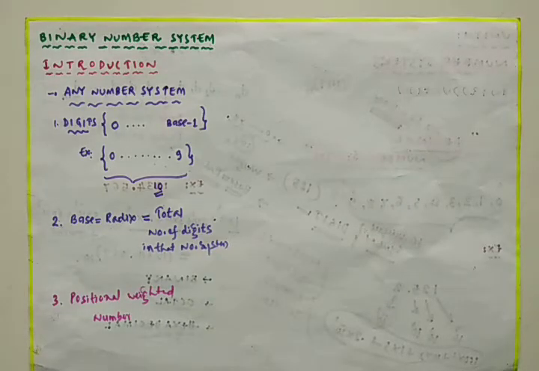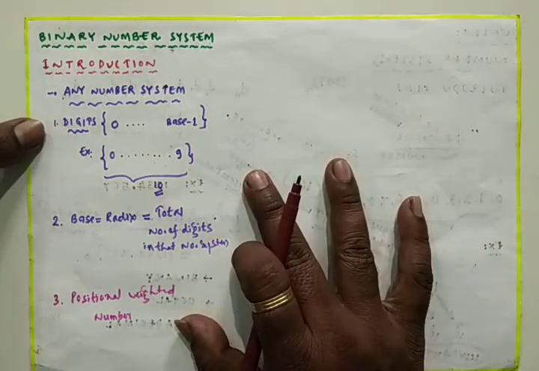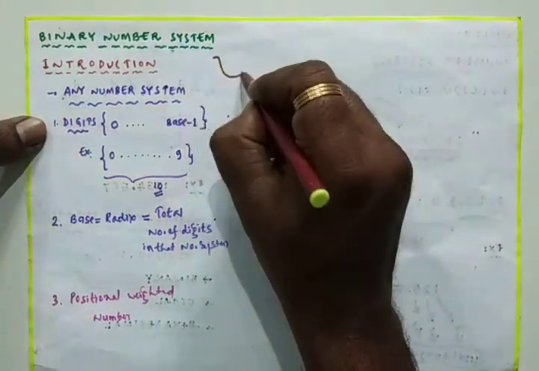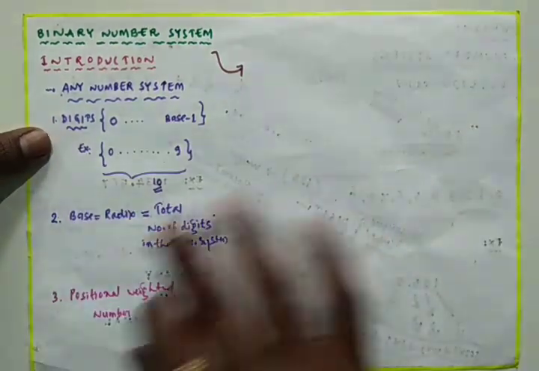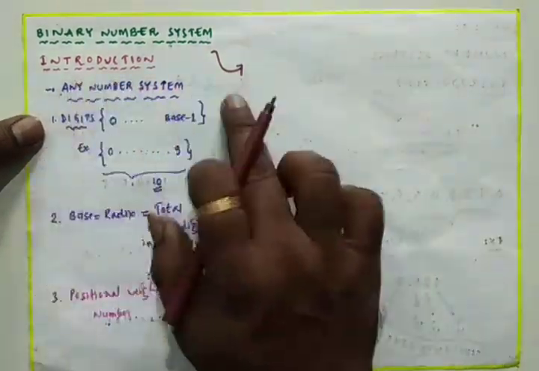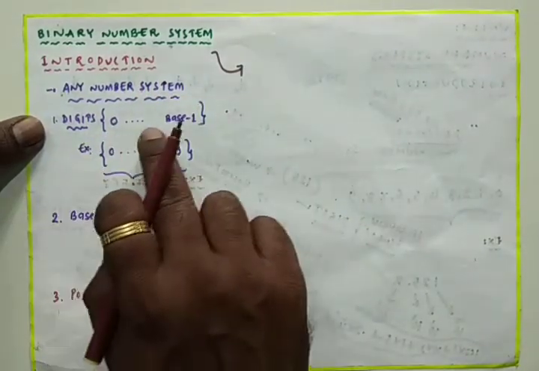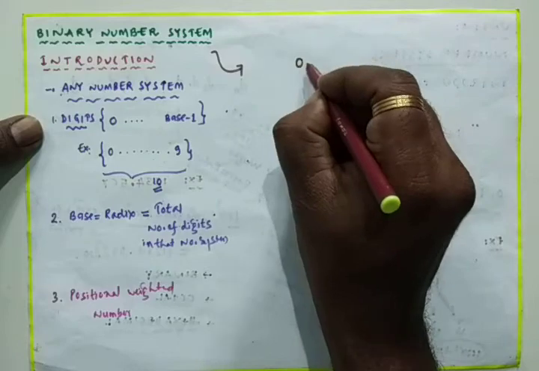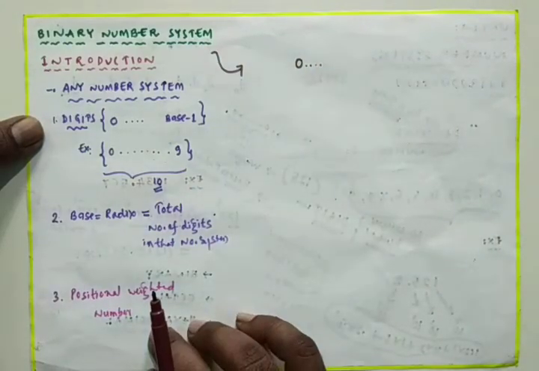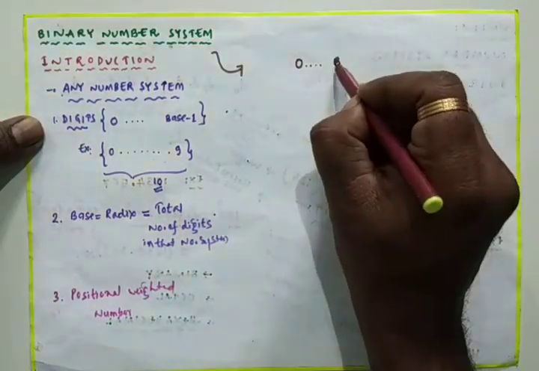By keeping all these things in mind, we can go for the study of the binary number system. So I am going to explain the binary number system now. The binary number system is one in which we can have only 2 digits. First point, any number system starts with 0. The binary number system also starts with 0 and ends with the base minus 1.